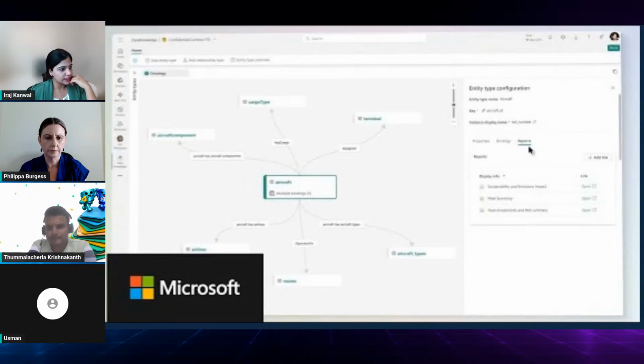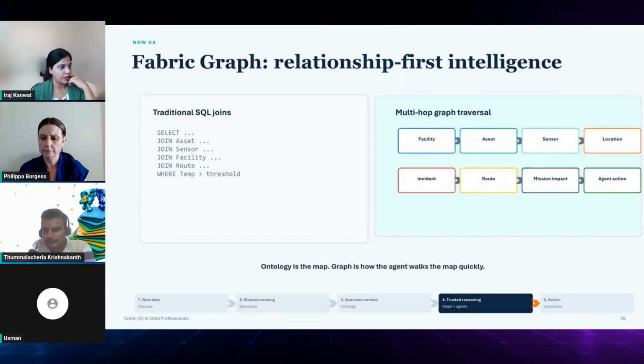So we did see in our live demo that there was a fabric graph. So let's talk about that fabric graph for a moment. What is a fabric graph and why is it important? Because the relationship becomes first-class in a graph. In the traditional query approach, if I want to connect the answers, sensor, facility, route, and asset, I may need multiple joins and nested logic. The person writing the query needs to understand the schema and the business relationship.